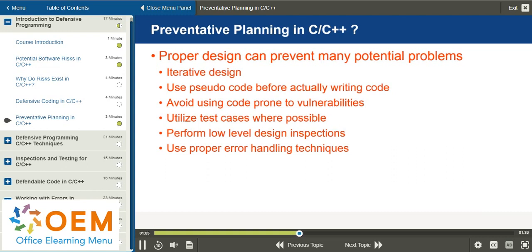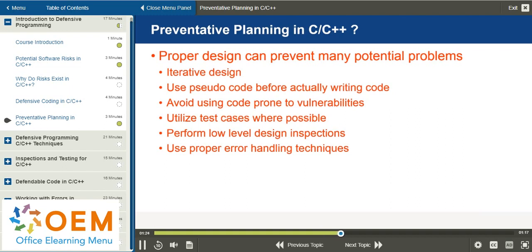It's also a good idea to use pseudocode before actually writing the code, particularly when there's some difficult functionality, mathematical operation, something of that nature. Write out some pseudocode to look at how this is supposed to flow before you actually write any code.